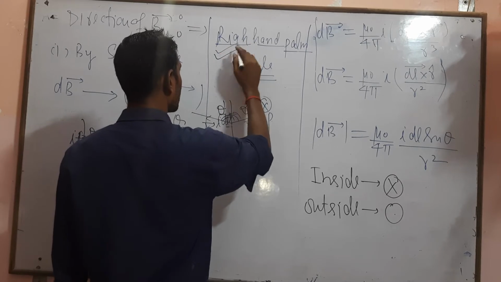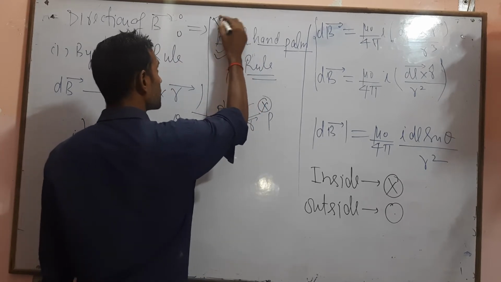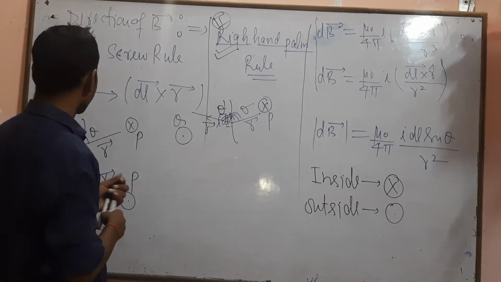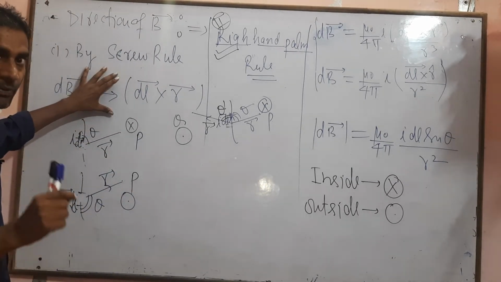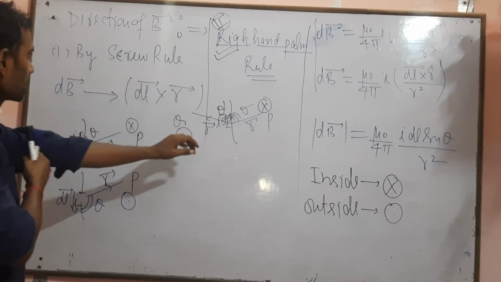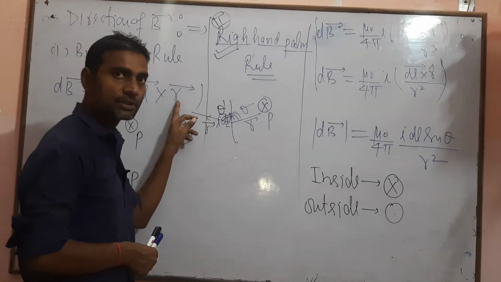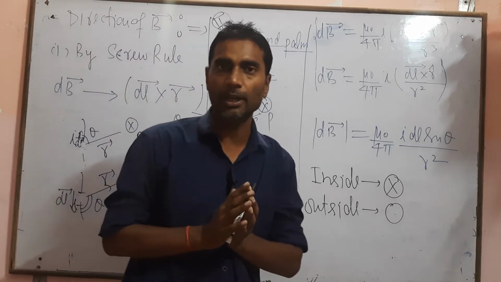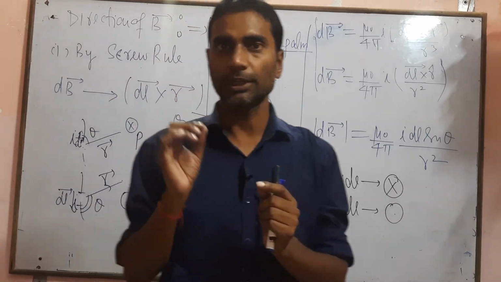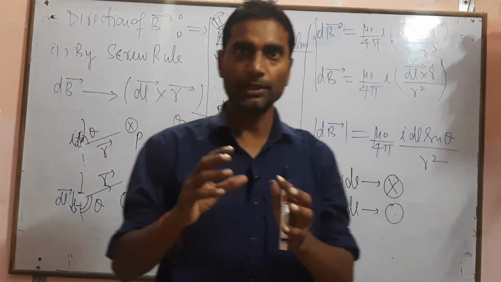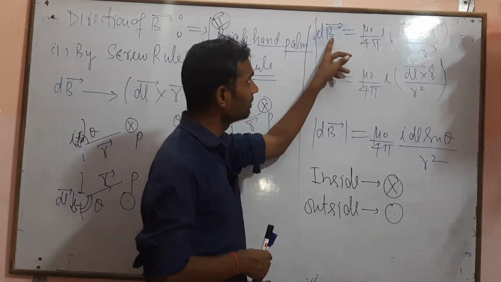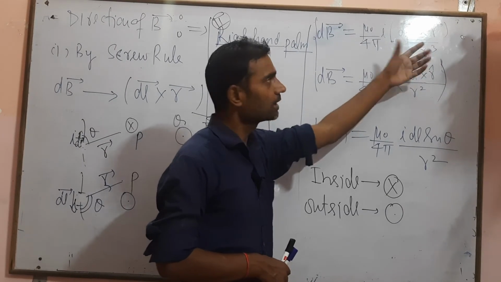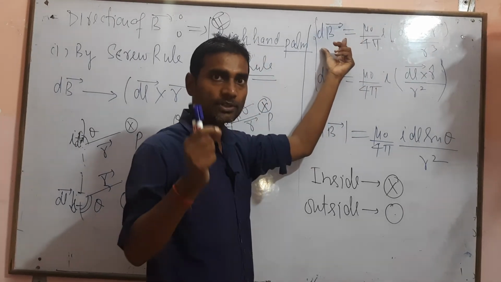This is an easy method, the right hand palm rule, but the screw rule method applies 100% in any situation. If the dl and r vectors are given, let us suppose dl is 4i cap, 3j cap plus 5k cap, and r is 10i cap plus 2j cap, then we have to use the formula for dB, a cross b, giving the magnetic field in terms of i, j, k.